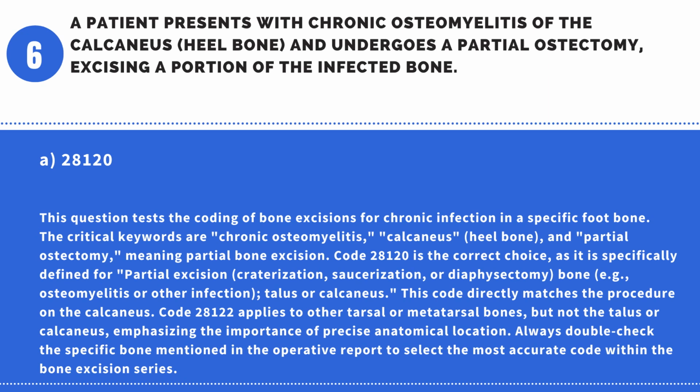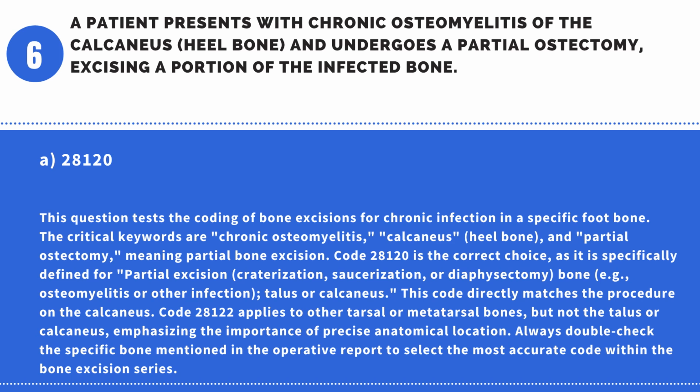28120. This question tests the coding of bone excisions for chronic infection in a specific foot bone. The critical keywords are chronic osteomyelitis, calcaneus, heel bone, and partial ostectomy, meaning partial bone excision. Code 28120 is the correct choice, as it is specifically defined for partial excision, craterization, saucerization, or diaphysectomy, bone, e.g., osteomyelitis or other infection, talus or calcaneus. This code directly matches the procedure on the calcaneus.